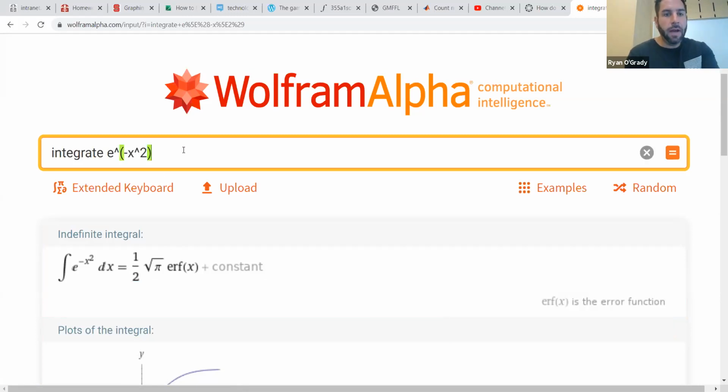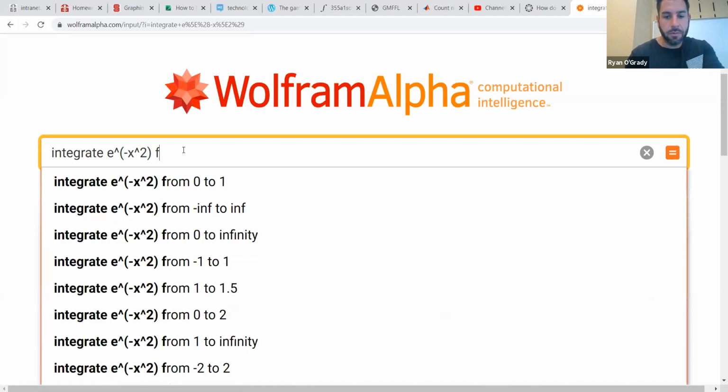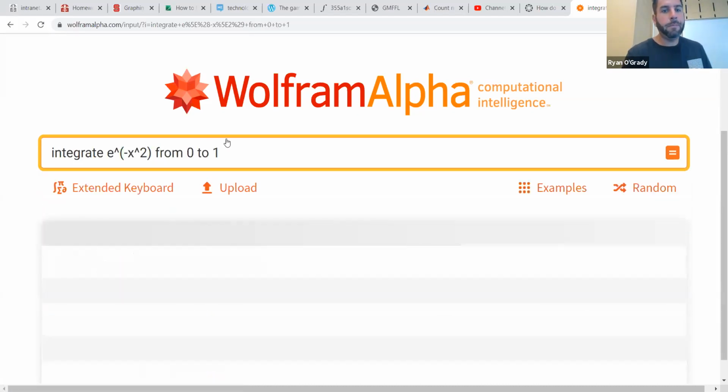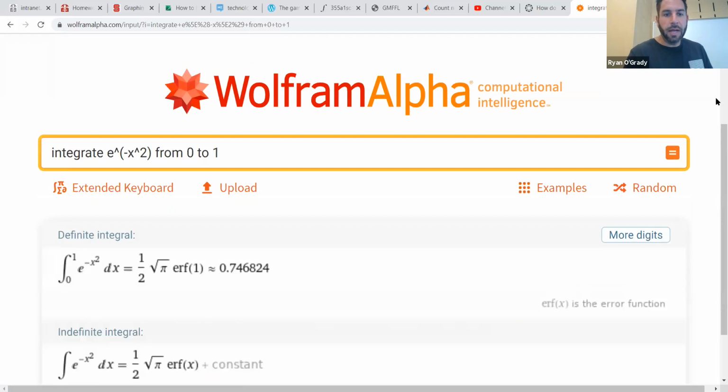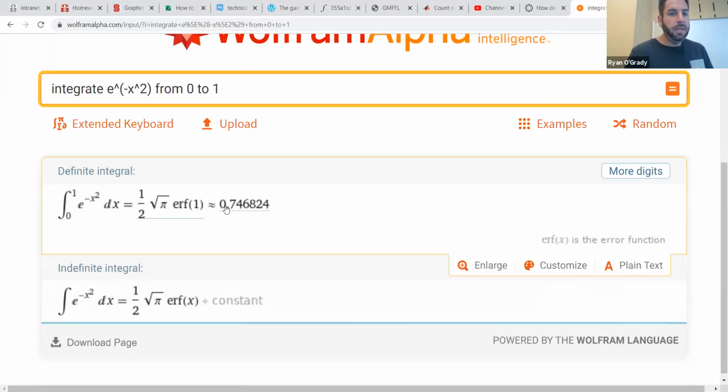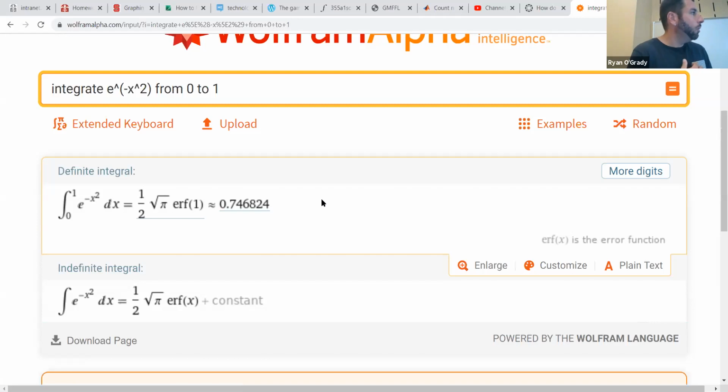Okay, now what if I ask it to evaluate this from, say, 0 to 1? Now it's just going to spit out some decimal. And so the obvious question that I would ask is, how did it get that decimal? And notice it didn't say it's equal to it. Notice it says it's approximately.